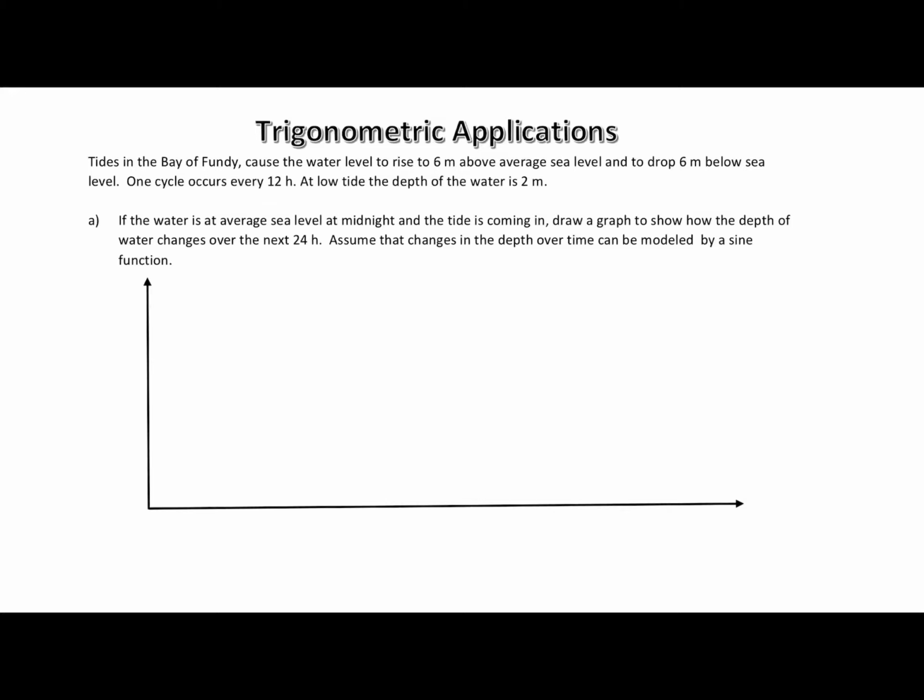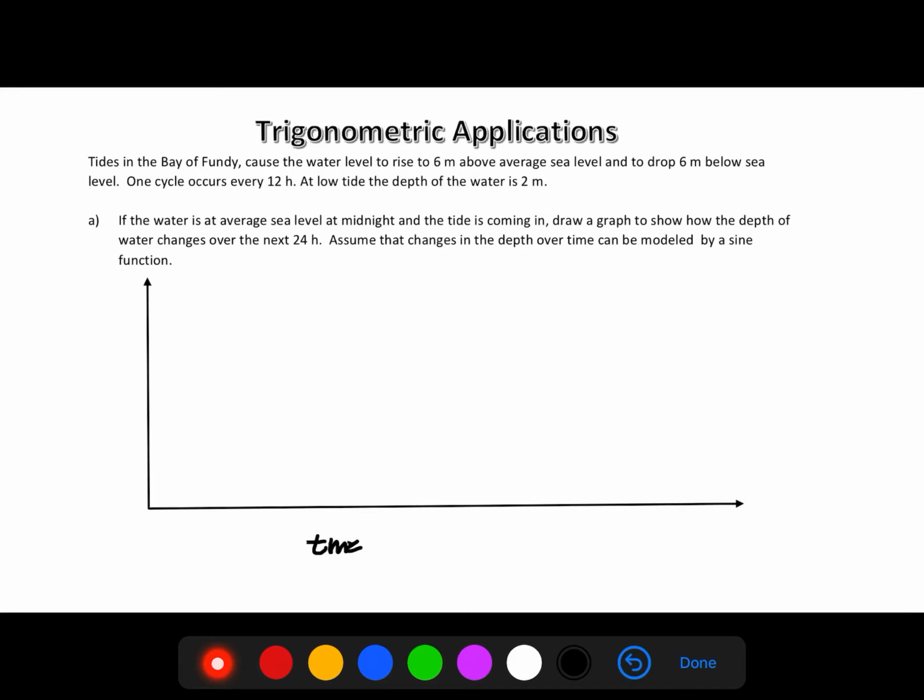So we can draw this from the specific information that we have, and then we can figure out a sine, or in some cases cosine, function that represents that situation. So first of all, we want to draw a graph that represents this situation. It tells us that at low tide, the depth of the water is 2 meters. So we're going to graph our time versus height graph.